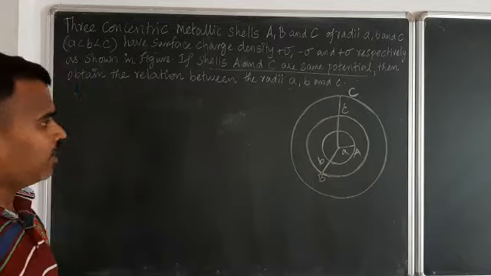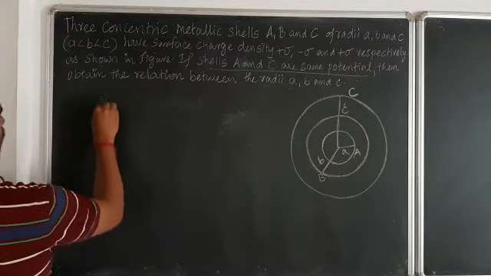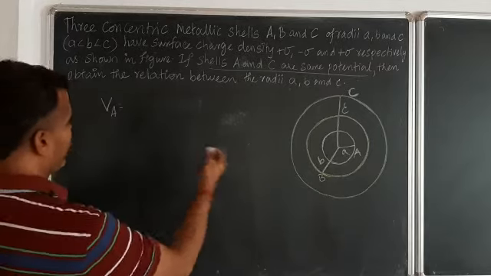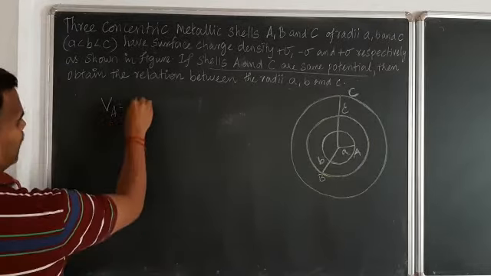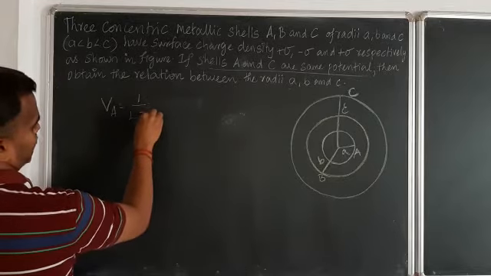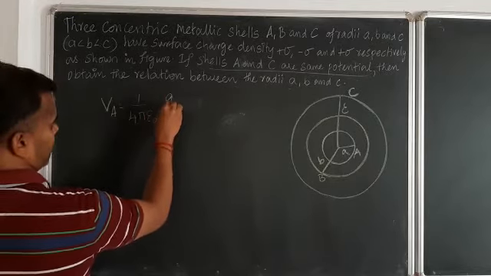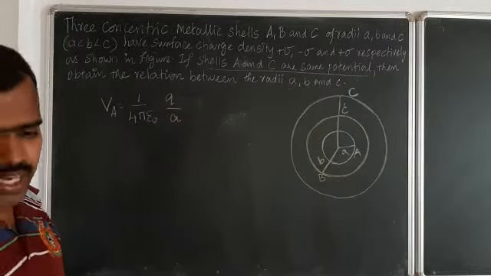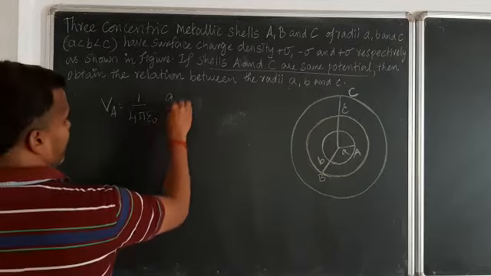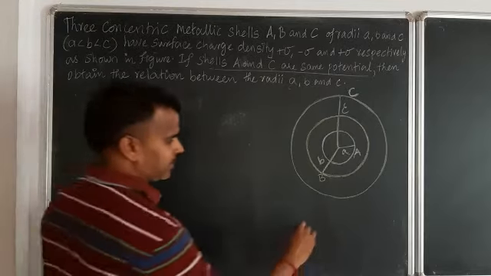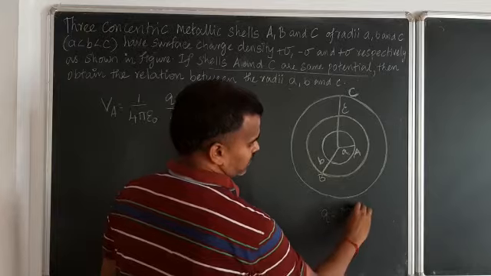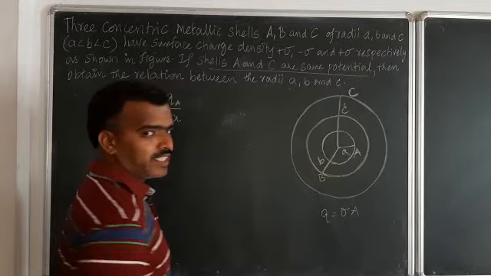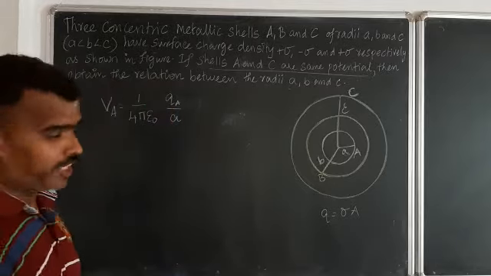Now let's move on to solve this problem. As we know, V is equal to 1 by 4 pi epsilon naught Q by R. Now we are going to calculate the potential of shell A. So 1 by 4 pi epsilon naught Q divided by the distance, which is a. This is for sphere A. As we know the general formula, Q is equal to sigma A, where sigma is the surface charge density and A is the area of that particular shape.